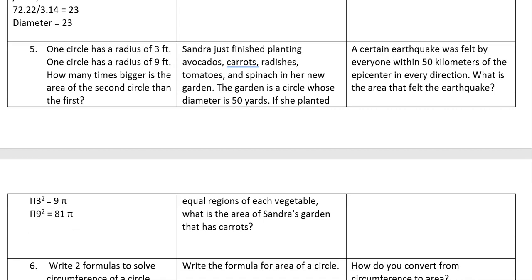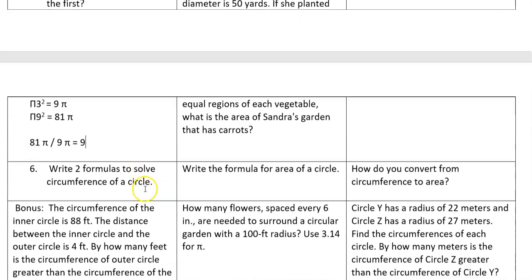So the question is, how many times bigger is the area of the second than the first? So I'm going to do 81 pi divided by 9 pi. The pi's cancel out. Pi divided by pi just goes away because that's equal to 1. 81 divided by 9 is 9. Our answer is 9 times bigger.